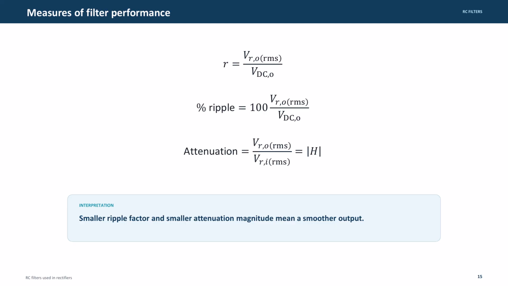Ripple factor is the ratio of RMS output ripple to average output voltage. Multiplying that ratio by 100 expresses the result as percentage ripple. Attenuation is the ratio of output ripple to input ripple and equals the transfer function magnitude. A smaller ripple factor means the output is smoother relative to its DC level. A smaller attenuation magnitude means the filter passes less of the incoming ripple. A satisfactory design must meet both the ripple limit and the required average output voltage.